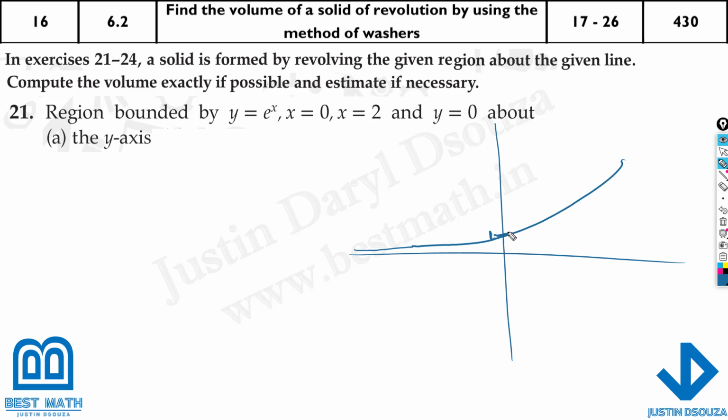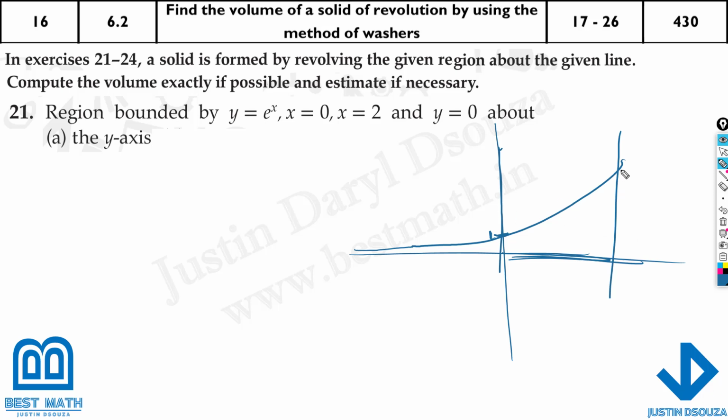Now then, if it's 1, then what about this upper line? Let's see what is given to us. It's y is 0, okay? y is 0. That is this line. Let's just see what is known. x is 0 and x is 2. Okay.